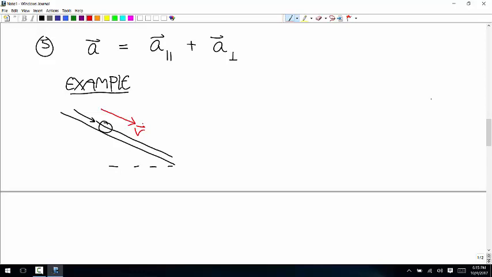If this object's rolling down the hill, would it be speeding up or slowing down? Speeding up. So the part of the acceleration that's parallel to v, is it in the same direction or the opposite direction? Same. So I'm going to draw a parallel like that.